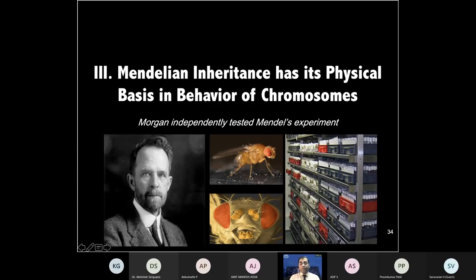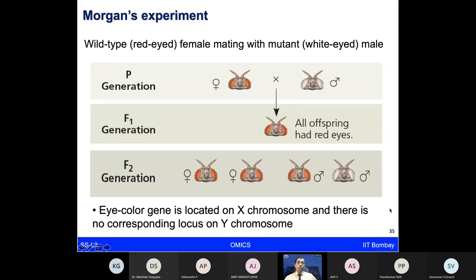So Morgan was working on these Drosophila. Just to tell you, there are a lot of scientists who do research on Drosophila, and there are good stocks which are maintained. Even at IIT Kanpur, one faculty member, Dr. Sinha, does a lot of work on Drosophila genetics. So there are good cultures available for doing this.